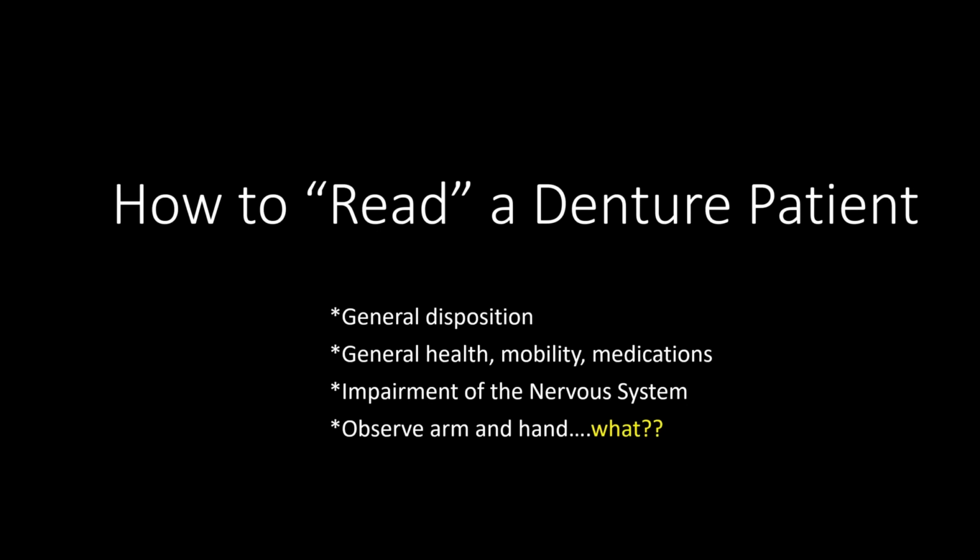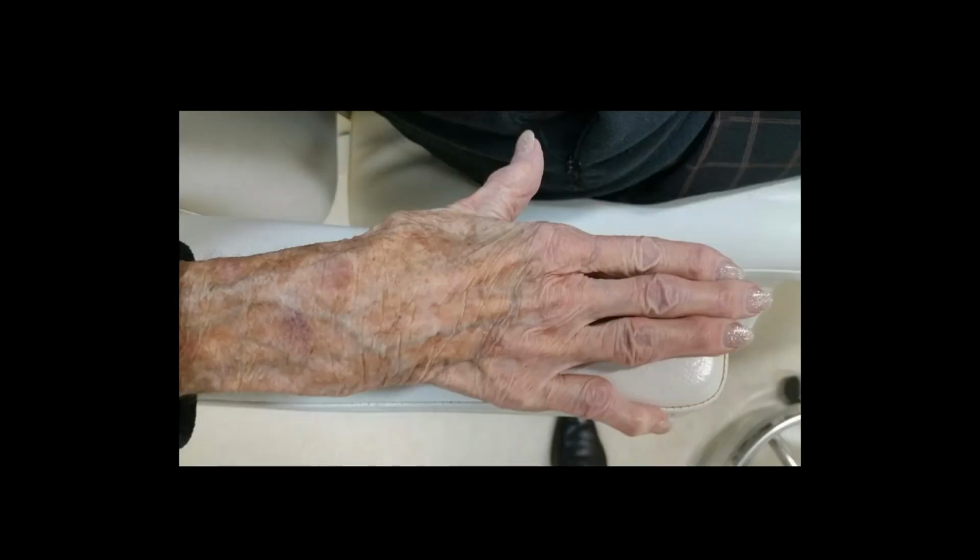And then I want you to look at their arm and their hand. What do you see? Bruising. So if she's bruising here, do you think she's going to be bruising in her mouth? Yep. Arthritis. If there's arthritis here, do you think there's arthritis in her temporomandibular joint? Yeah, probably. Look at her skin. If her skin is thinning here, do you think her mucosa is thinning? Yep.